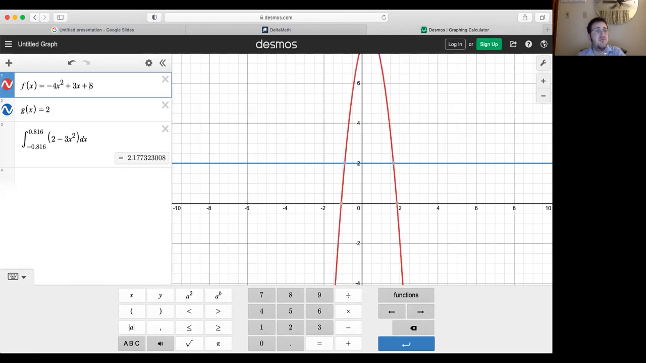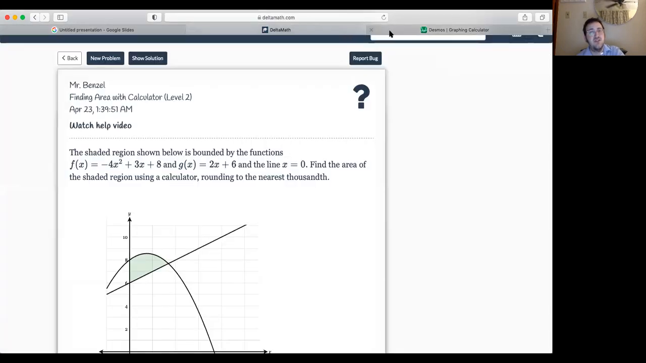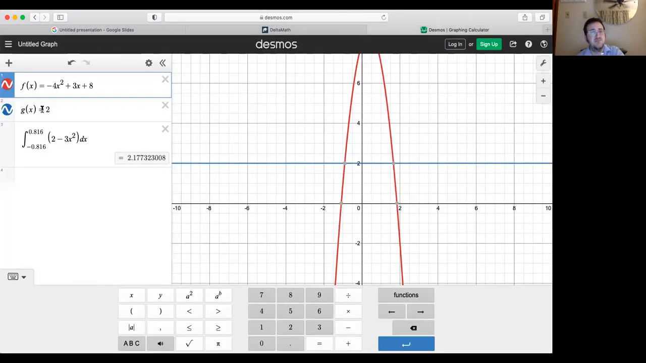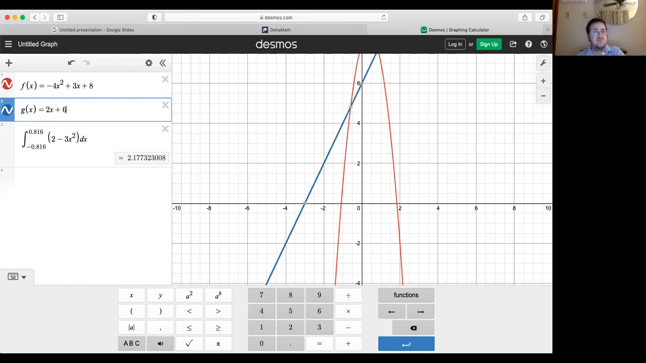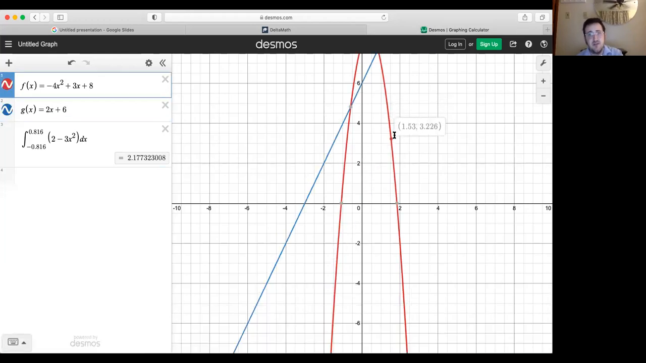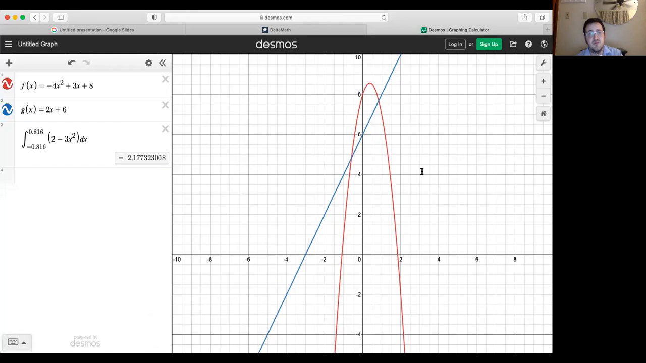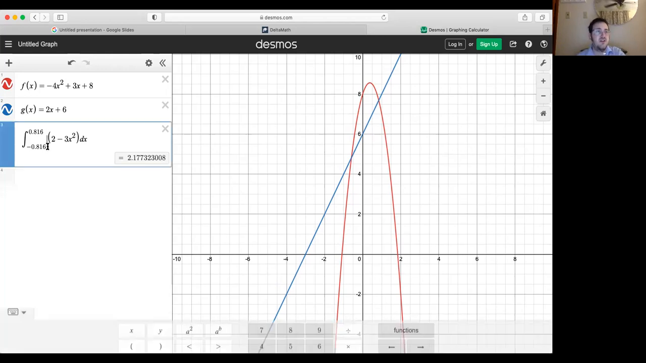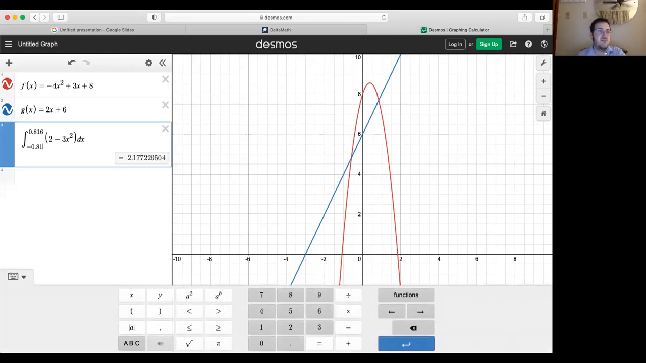Here we go. And then the g of x is 2x plus 6. Try to get a nice picture here. I just moved the graph a little bit. And 0 is going to be our lower limit of integration. I don't know what my upper limit is going to be.